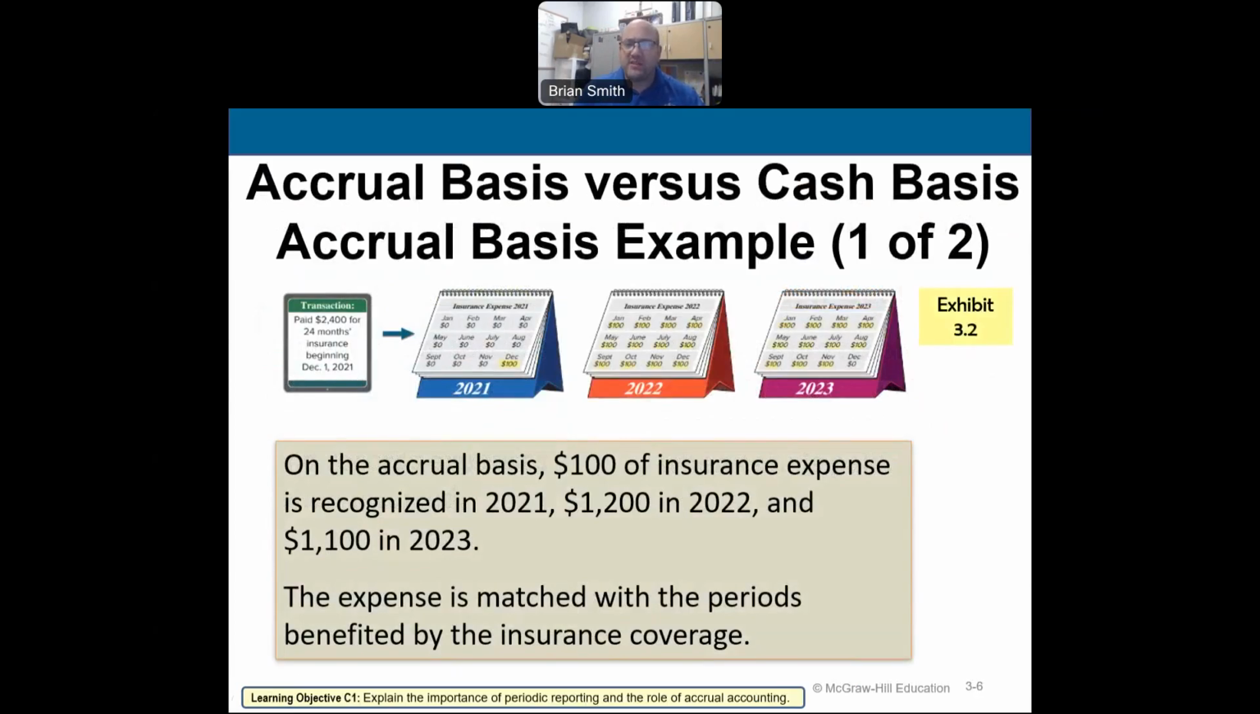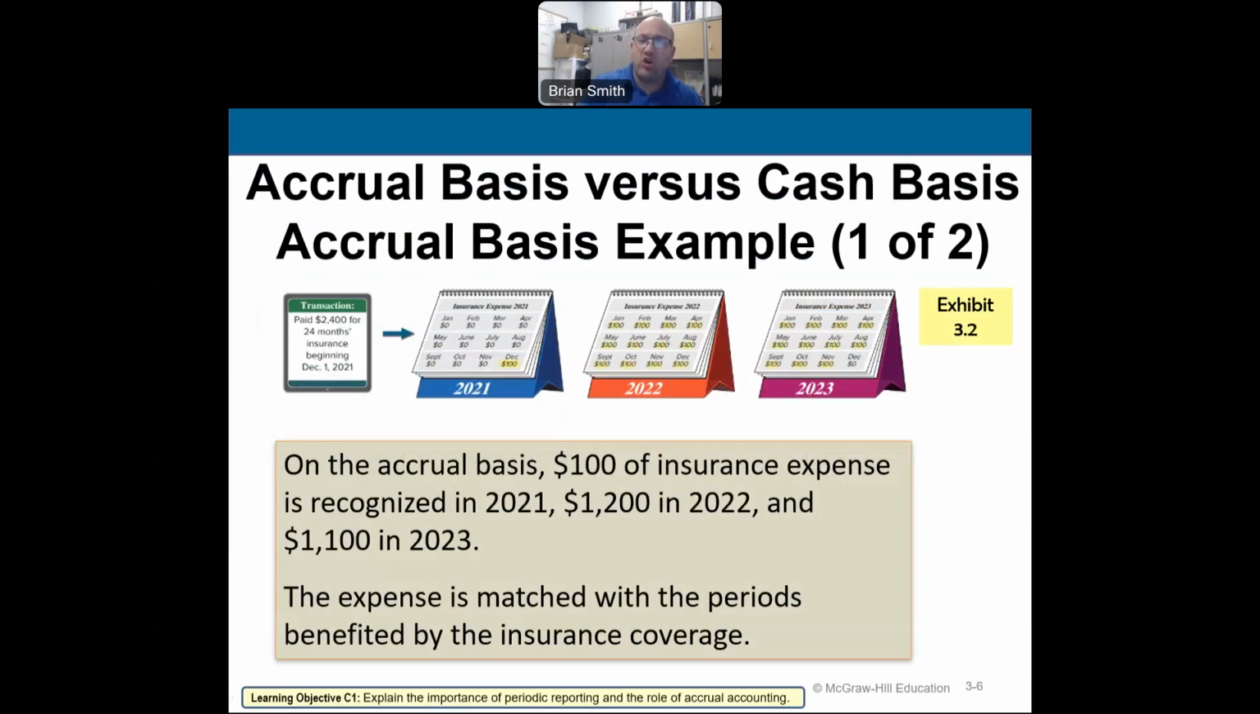So with the accrual basis versus the cash basis, we're going to go through an example. On the accrual basis, let's say $100 of insurance expenses. I'm not going to read this because you can read it. What we're looking at here is 3 years for 2 years' worth of insurance expense. We pay for it on December 1st, and so we use 1 month's worth of insurance expense in 2021. In 2022, we get 12 months, and in 2023, we have 11 months. We expense it as we use it. But if this were the cash basis of accounting, we would expense $2,400 in December. That's it. It'd be over.